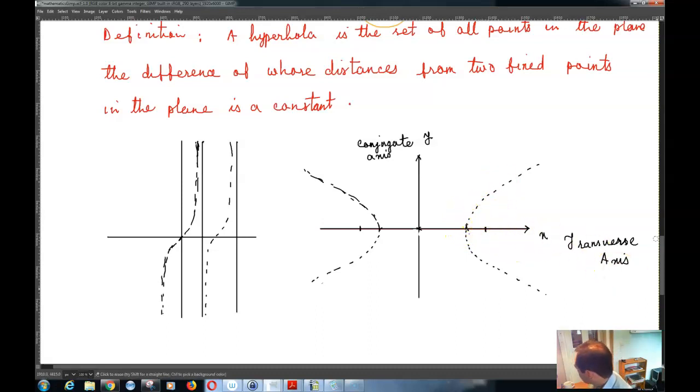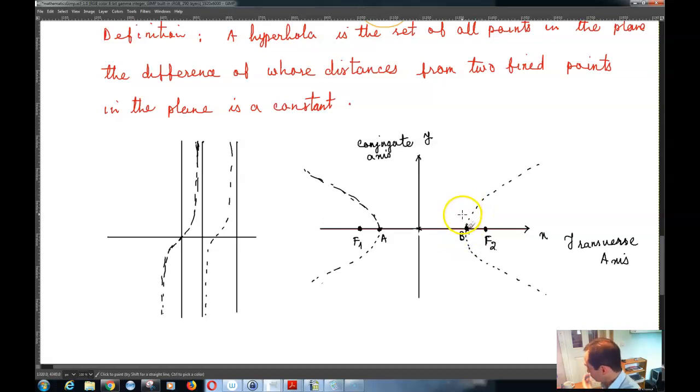Now there is one thing over here. So I have this point over here, I have this point over here, I have this point, and I have this point over here. I can call this point, for example, F1, I can call this point F2. This is focus 1, this is focus 2, and this is a vertex of the hyperbola. I can call it A. This is another vertex of the hyperbola. I can call it B.